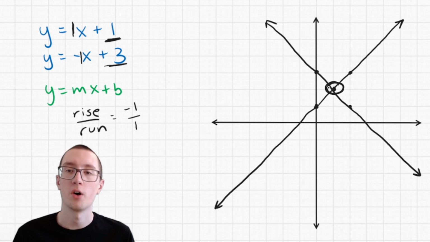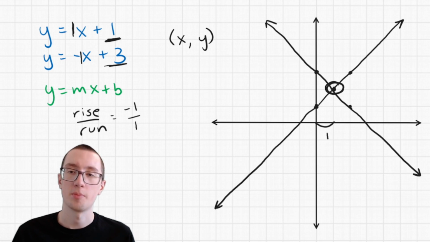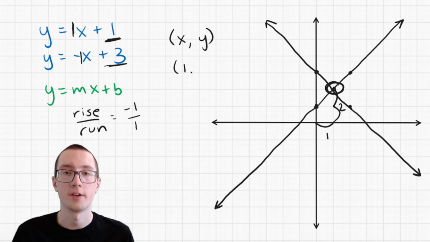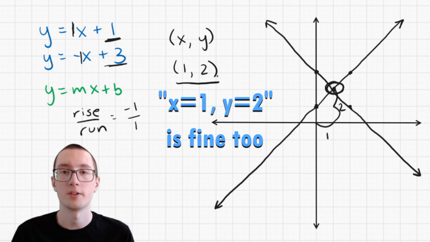So we need to figure out what are the coordinates of this point. Remember, coordinates are written as x and y. So the x of this point is how far to the right it is. We'll start in the middle, it goes right 1. So the x is 1, and it goes up 1, 2. So the y is going to be 2. So our coordinates are 1, 2. And that's our answer. Our answer is 1, 2.